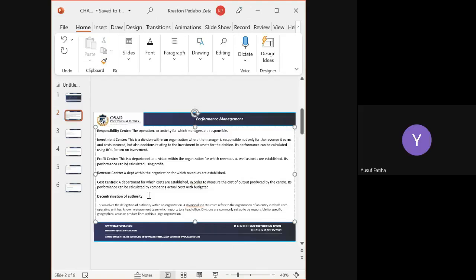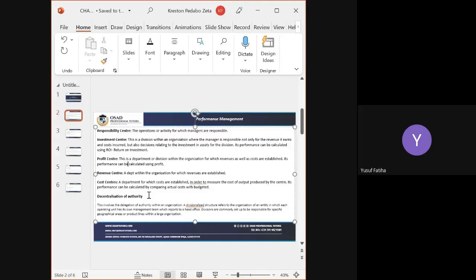So the next thing we have is the cost center, a department for which costs are established in order to measure the cost of output produced by the center. Its performance can be calculated by comparing actual costs with budgeted costs. So the cost center is basically the opposite of revenue centers, where revenue centers are the ones calculating the volume of sales made in that particular period. The cost center is the one calculating the amount of costs incurred in production. So they might be in charge of calculating the costs incurred during the production process. Their performance can be measured by comparing the actual cost incurred with the budgeted costs, which we've dealt with under variance classes and other prior classes too.